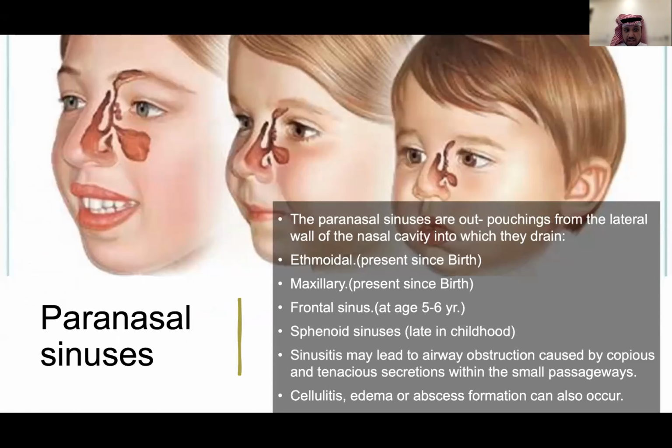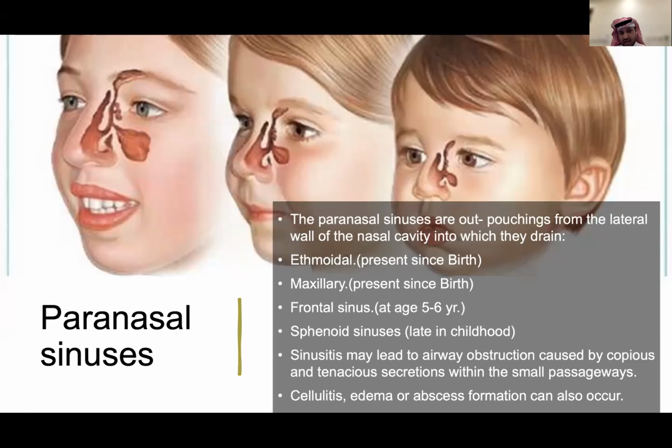Let's talk about the paranasal sinus. Are kids born with the sinus? Yes, there are two sinuses that kids are born with: the ethmoidal area here, and the maxillary, which is small. They are present from birth. Then after the age of 5 to 6 years, a frontal sinus develops. The frontal and sphenoid sinuses start developing after childhood or at the beginning of adulthood.